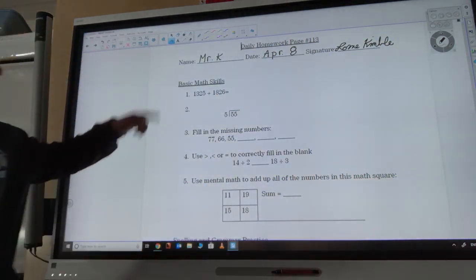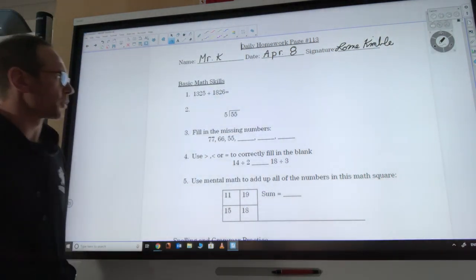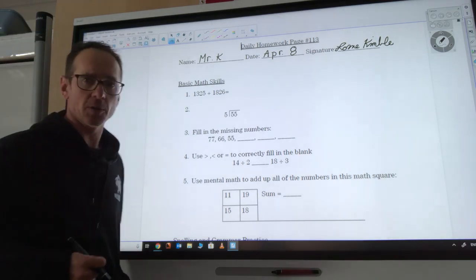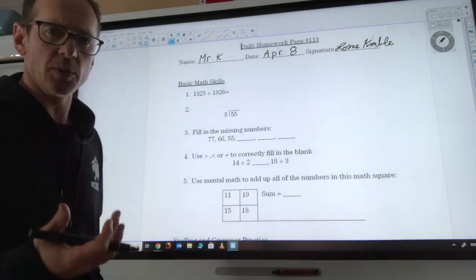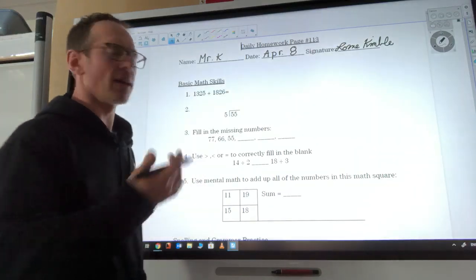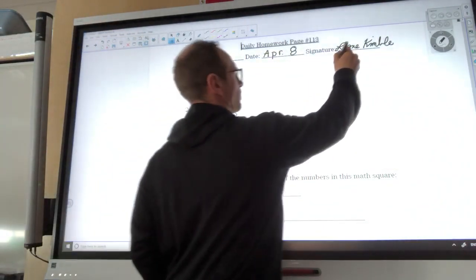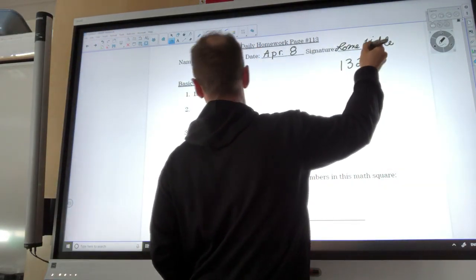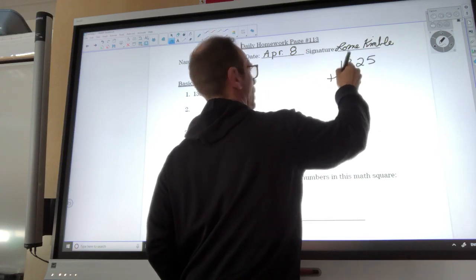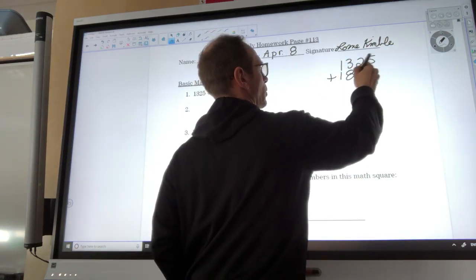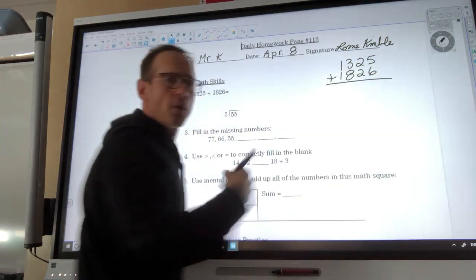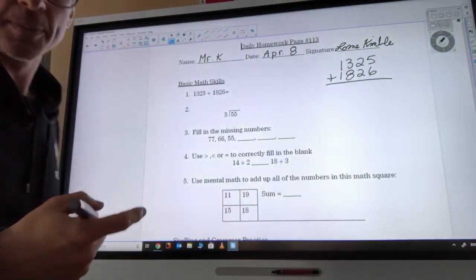All right, our first question is an adding question. 1,325 plus 1,826. I'm just gonna do this using our stacking method and I'll do some carrying if I need to. So I have 1,325. I'm gonna add 1,826, okay? Before I start, I do wanna do a quick estimate though.